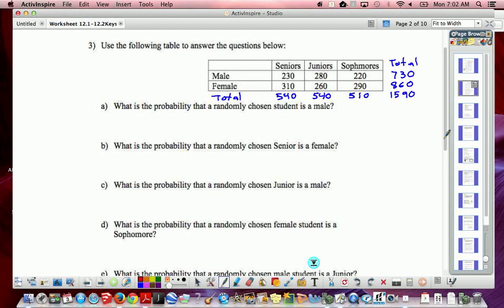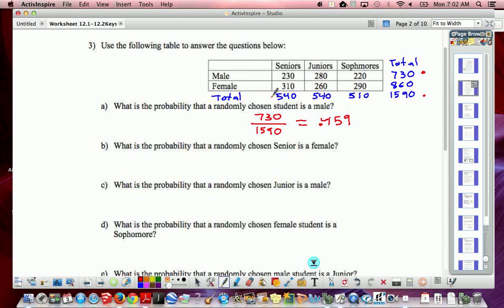So it says, what is the probability that a randomly chosen student is male? So we have 1,590 total students, of which 730 are male. So if we divide those, 0.459.